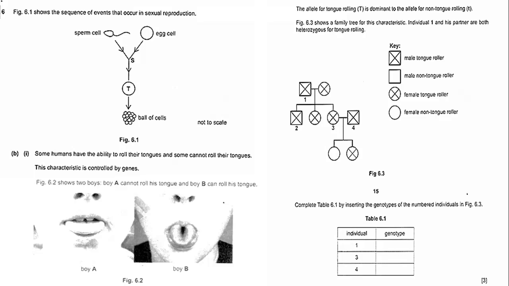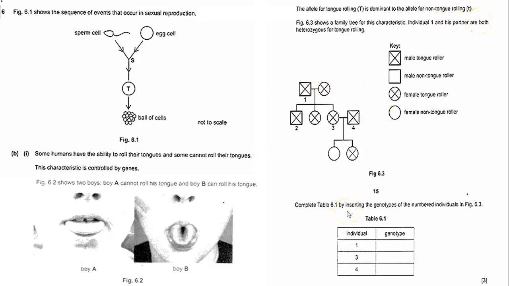Some humans have the ability to roll their tongue, and some cannot roll their tongue. This characteristic is controlled by genes. You can see here boy A and boy B. These are the differences between the phenotypes. The allele for tongue rolling, T capital, is dominant over the allele of non-tongue rolling, which is lowercase t.